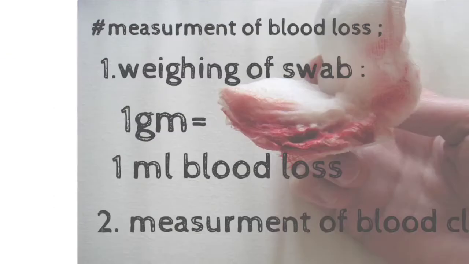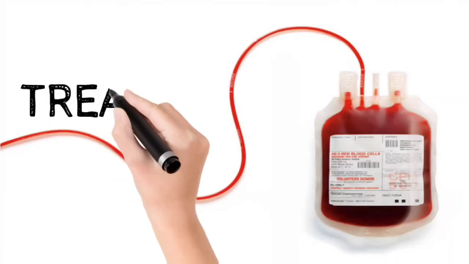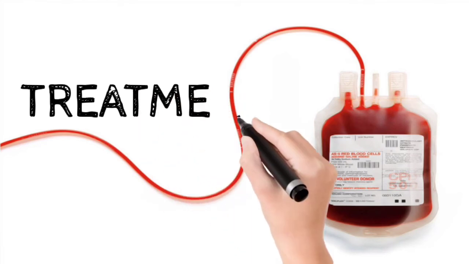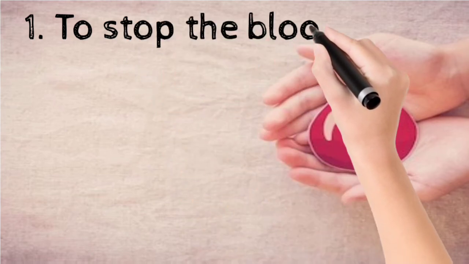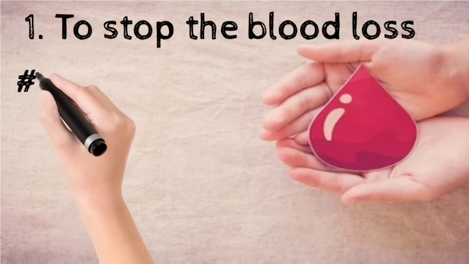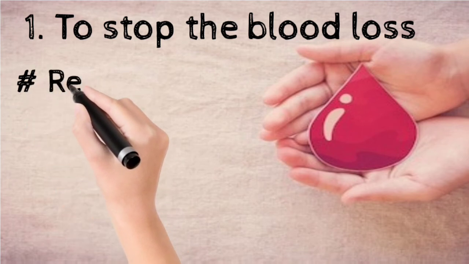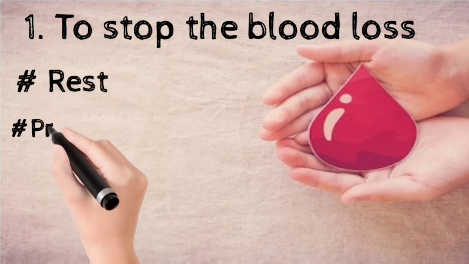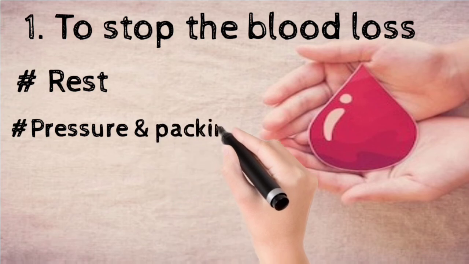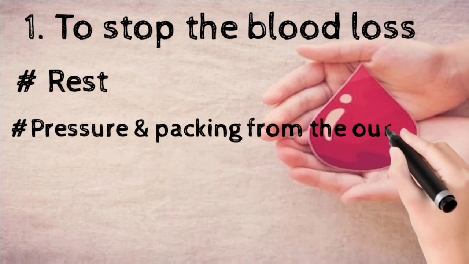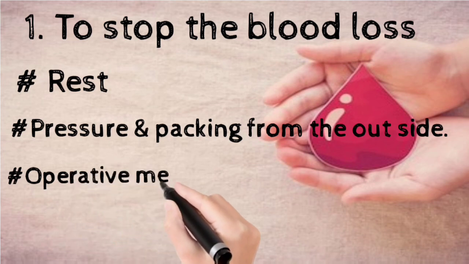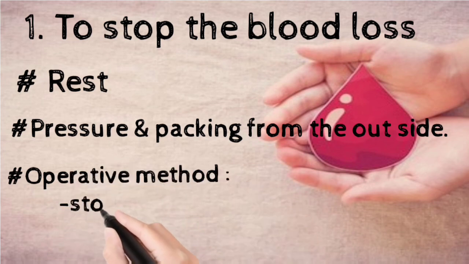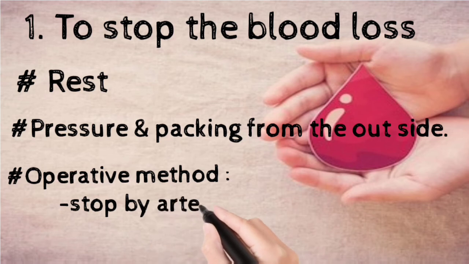Now the last portion is the treatment of the hemorrhage. First of all, we have to stop the blood loss. Advise the patient complete rest. Then pressure and packing should be done from the outside to stop the blood loss. If the blood loss occurs in a large amount, we have to stop that by the operative method. First we have to stop it by the artery forceps. And the second one is the clip method.